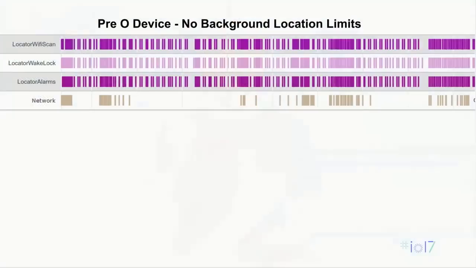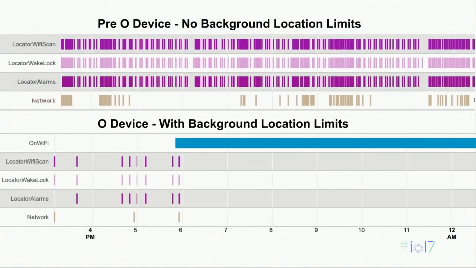So Mark showed you an example of location activities before O. Now let's take a look at how things change after applying all the background location limits. So you can see there are much fewer location activities during the same period. In fact, after around 6 p.m., when the device connected to a static Wi-Fi access point, there was no location computation. But we were still able to provide fresh locations because we know that the device is connected to the same Wi-Fi, so the user has not moved far away. So the battery consumption for background location is much, much better now on O.